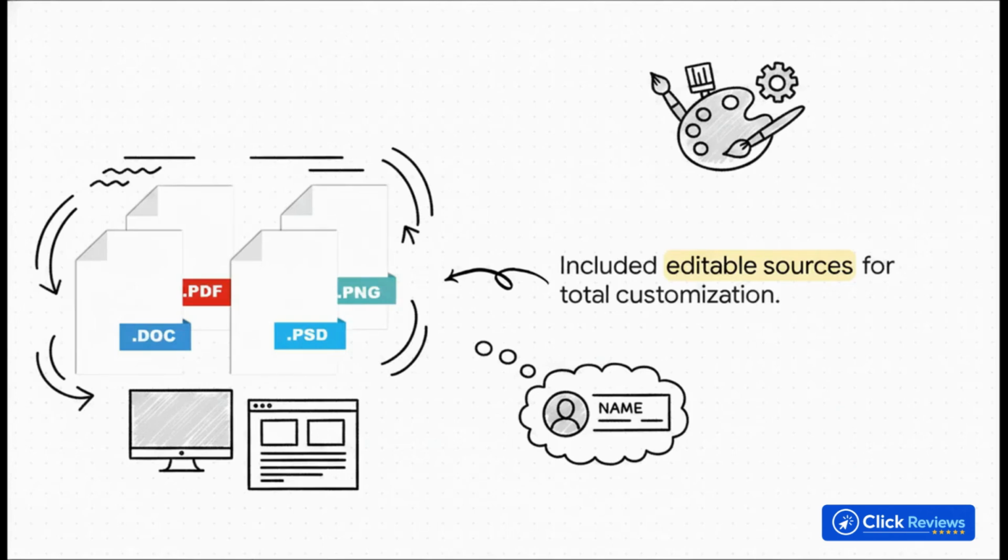Now, this next part is absolutely crucial for any private label rights product. You get the editable source files. You aren't just getting flattened, uneditable PDFs and PNGs. You're getting the .doc files for the text and the .psd Photoshop files for the graphics. This gives you total freedom to rebrand the content, slap your own name on it as the author, and tweak the design to perfectly match your existing website. Honestly, this is where the real magic of PLR lies.